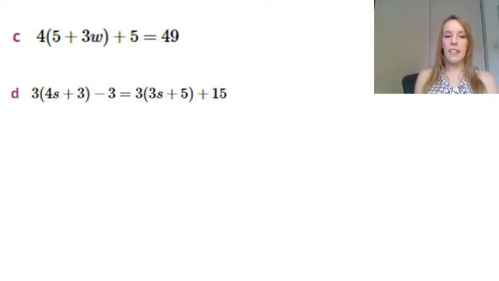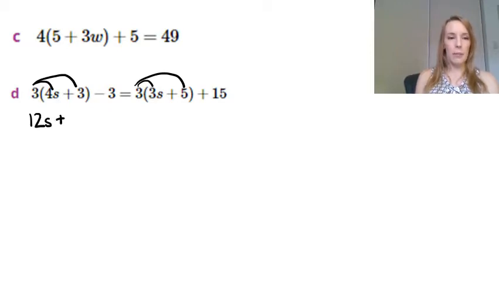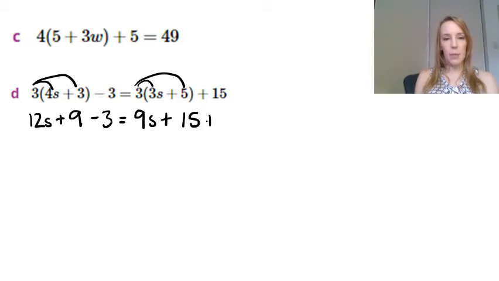And lucky last, this one's got quite a few steps. So we've got 3 being multiplied by 4s plus 3, take 3, equaling 3 being multiplied by 3s plus 5, plus 15. So we're going to expand the brackets first. So we're going to expand the brackets on both sides. So 3 times 4s, well 3 times 4 is 12, and it's 12s, plus 3 times 3 is 9, take 3 equals, so 3 times 3s, well 3 times 3 is 9s, plus 3 times 5 is 15, plus 15.